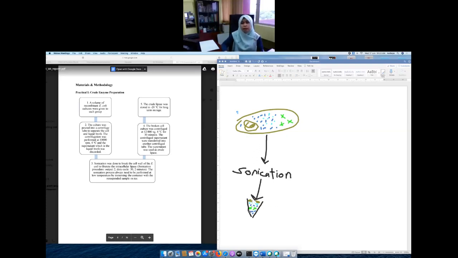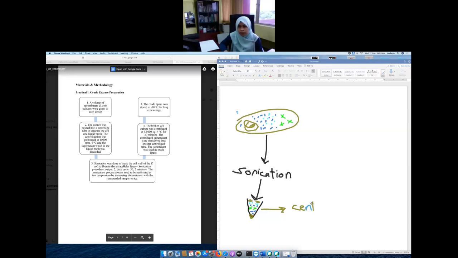So this is what we have in our sample. Not only that, we will have the cell debris, the membrane. So what's next? We're going to centrifuge.